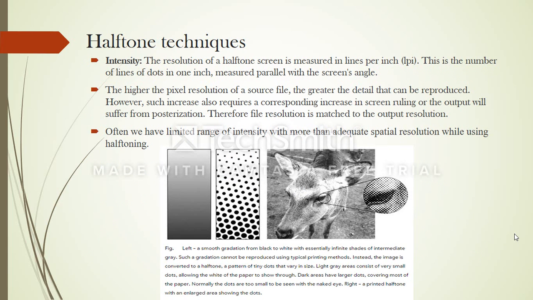Intensity. The resolution of a halftone screen is measured in lines per inch. This is the number of lines of dots in 1 inch, measured parallel with the screen's angle. The higher the pixel resolution of the source file, the greater the details that it can produce. However, such an increase also requires a corresponding increase in the screen ruling, or the outputs will suffer from posterization. Often we have a limited range of intensities with more than adequate spatial resolution while using halftoning.